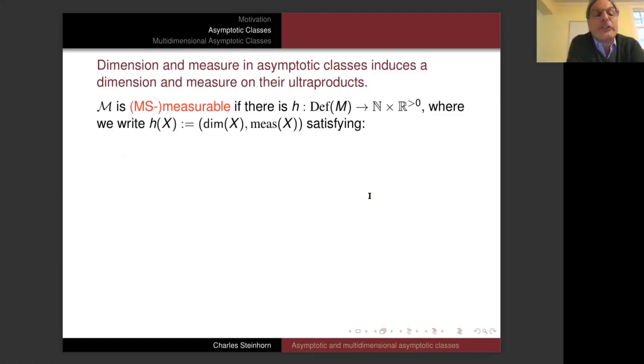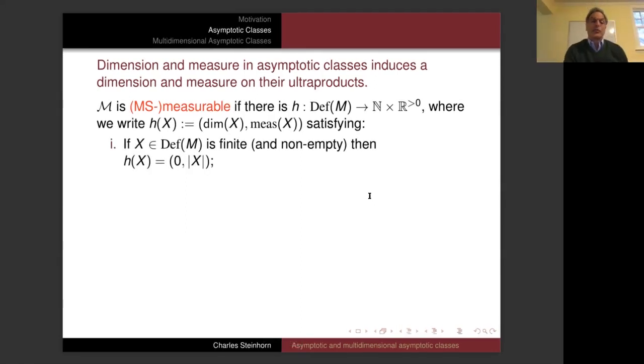So now, dimension and measure in asymptotic classes induces a dimension and measure on their ultraproducts, by looking at what the ultraproduct tells you that set's dimension and measure should be, if you have a set in the ultraproduct. So what we did then was we extracted a definition of what's called a measurable structure, or MS measurable. And what this means is that there is a function h from the definable subsets of the structure M into N cross the positive reals, where you write h of X as the dimension of X and its measure, satisfying a few conditions. So the first one is that for a definable finite set X, the dimension is 0 and the measure is just the cardinality of X.